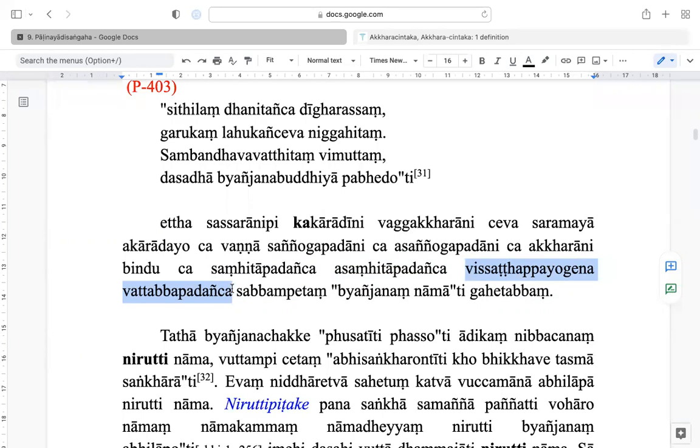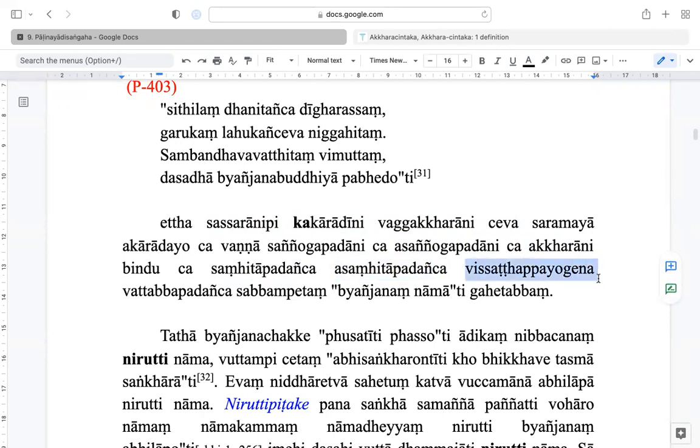So why do I say it in this way? What do you think? What are your ideas? Based on my explanation, for example, Sasarani Kakaradi Wagakarani Jiwa, that is one. And Saramaya Akaradayo Badani Ja Ekarani, one. And Asanyoga Barani Ja Ekrani, one. And the Bendu Ja. And the Sanyoga Badanja Asanyoga Badanja.